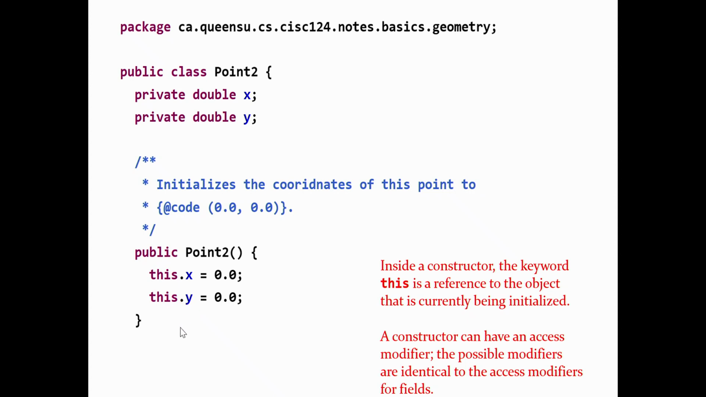It turns out you don't have to write this, but I will always write this in front of a field, in front of every non-static field. So x is not static in this case, y is not static, so every time I use a non-static field, I'm going to write this dot in front of it. You don't have to, but I encourage you to do so.